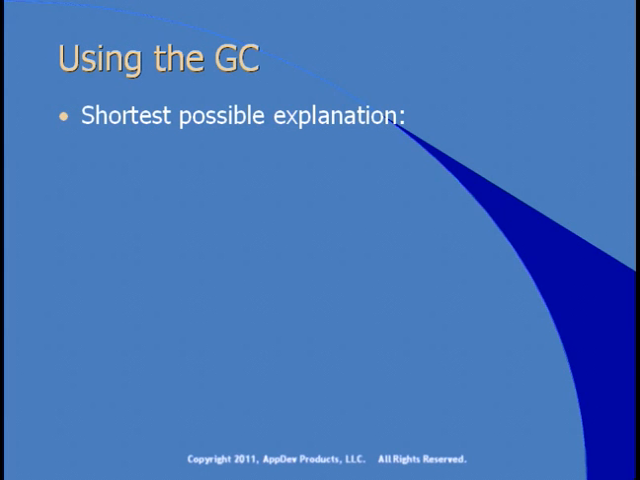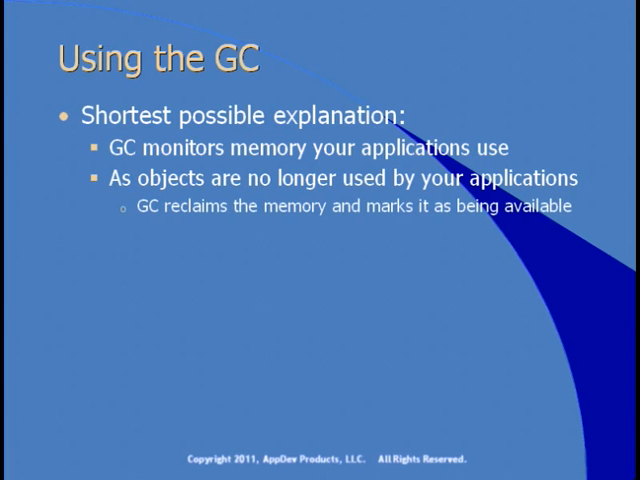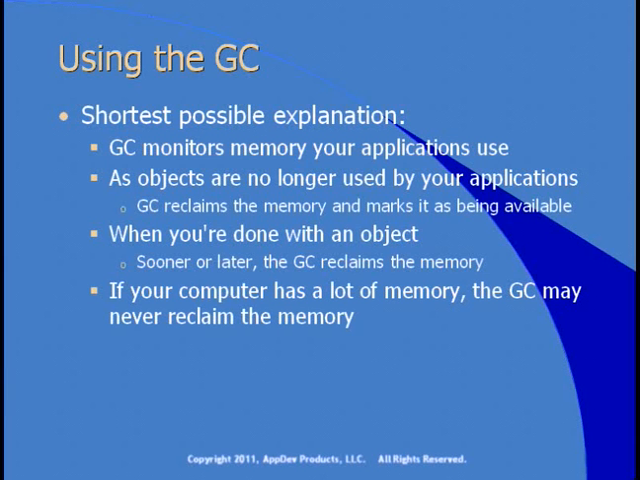Here's the shortest possible explanation of what the garbage collector does. The garbage collector monitors memory that your applications use. As objects are no longer used by your applications, the garbage collector reclaims that memory and marks it as being available for other applications to use. When you're done with an object, sooner or later, and that's the operative phrase here, the garbage collector reclaims the memory. If your computer has lots of memory, the garbage collector may never reclaim the memory.